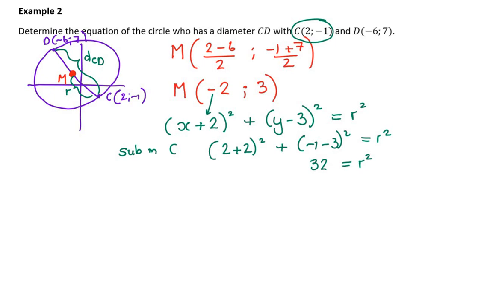Now, remember, we don't bother finding r because my formula has r squared in it. So there's no point in square rooting. I can just go straight to the equation of my circle. So the equation of my circle is x plus 2 squared plus y minus 3 squared equals 32. You could have done the distance route, and there's nothing wrong with that.